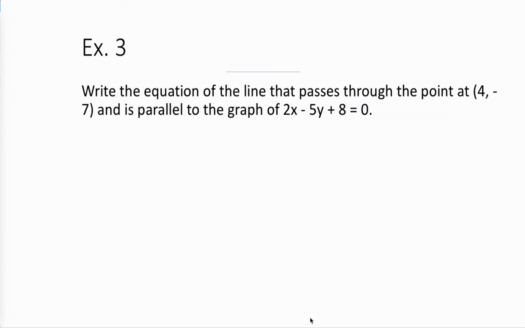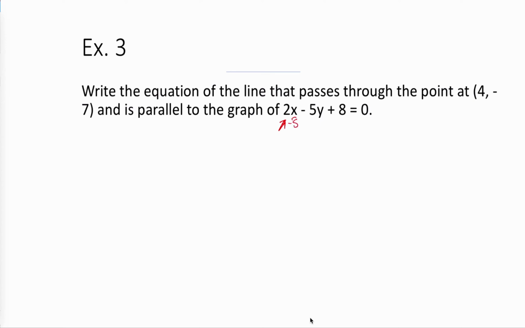Write the equation of the line that passes through the point (4, -7) and is parallel to the graph of 2x minus 5y plus 8 equals 0. So, in order to write the equation of a line, we need a point and we need the slope. If it's parallel to 2x minus 5y plus 8 equals 0, it's going to have the same slope as this line. So, what we would need to do is first find the slope of this line.